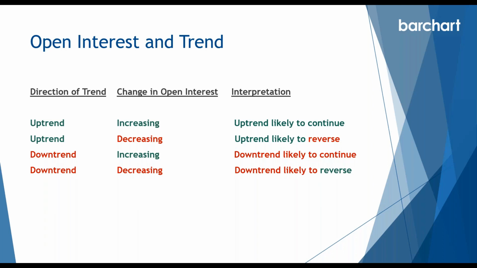Changes in open interest, rising or falling, are a sentiment indicator and a determinant of how strong or weak our trends are. If I'm in an uptrend and I see my open interest is rising, then that uptrend is likely to continue. If I am in an uptrend and my open interest is decreasing, then I'm likely to see that uptrend reverse. If I'm in a downtrend and my open interest is increasing, then that downtrend is likely to continue. If I'm in a downtrend and my open interest is decreasing, then that downtrend is likely to reverse. So you can see from this slide, there is a strong relationship between trend and open interest.